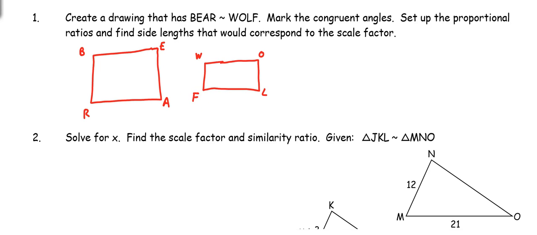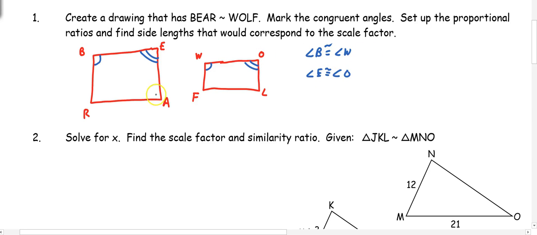So we need to know which angles are congruent. So remember that angles are congruent if they're in the same placement of their name. So B is congruent to W. E is congruent to O. A is congruent to L. And R is congruent to F.